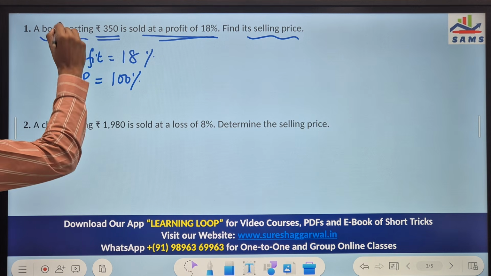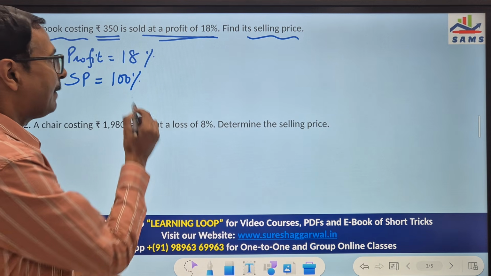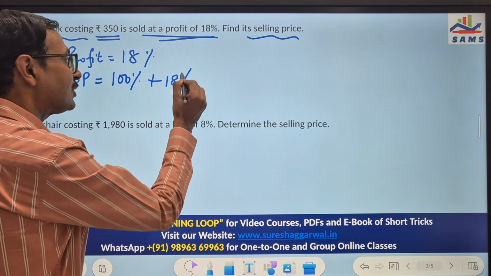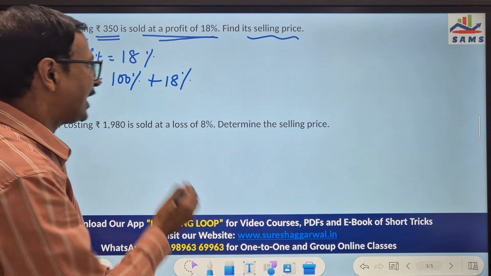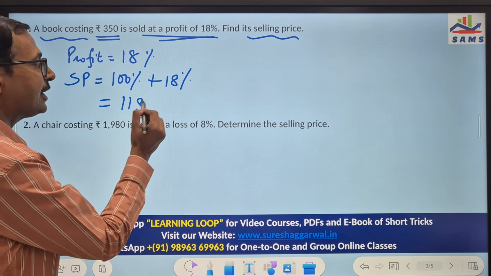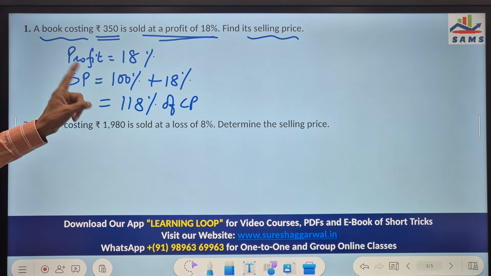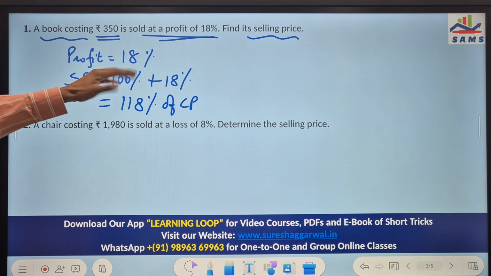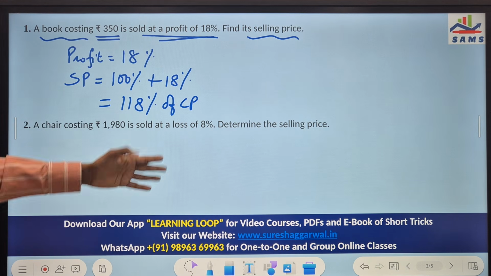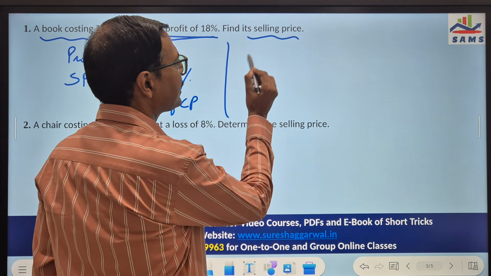That means whatever was the cost price, that is being recovered, plus 18% of the cost price extra. So that means he is selling it for 118% of the cost price. Now this is really important. If you understand this, all the questions are going to be easy. So what will be the selling price in this case?